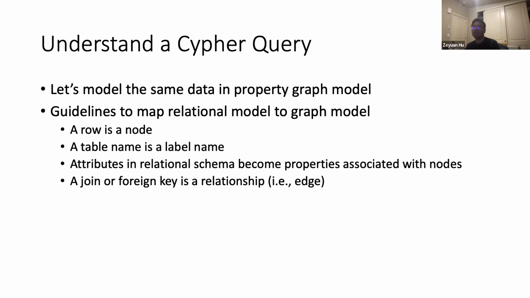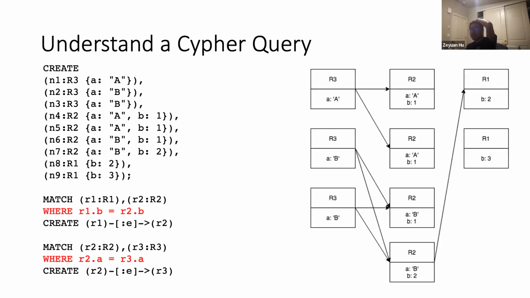So just some guidelines: a row is a node and a table name is a label name. Attributes in the relational schema become properties associated with nodes, and the join or foreign key is a relationship. So let's take a look. Here we directly create a bunch of nodes, and then we can use match. So we can actually use match during the graph creation. We have a match R1, R2, and then we have this where R1.b equal to R2.b, and then we can create edge R1 goes to R2. Similarly for this one.